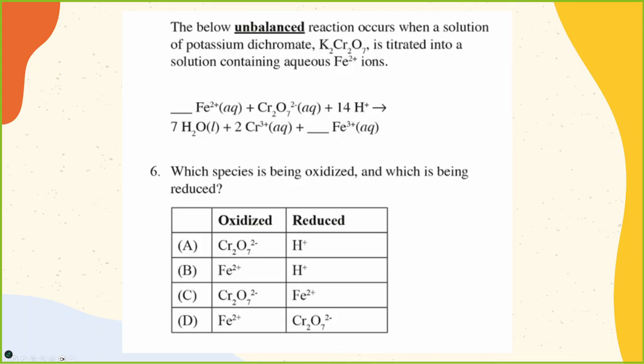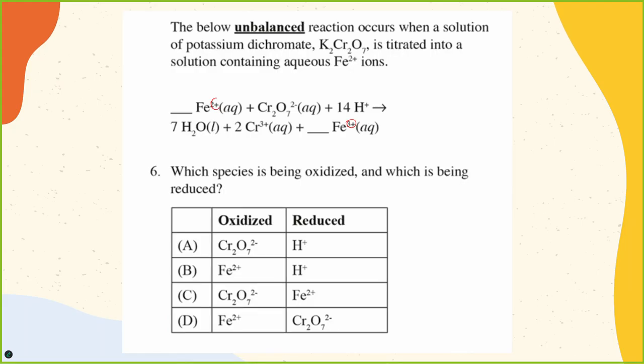Okay, so we're starting to get into some redox now, and that's going to lead to electro. The below unbalanced reaction occurs when a solution of potassium dichromate is titrated into a solution containing aqueous iron 2 ions. Which species is being oxidized and which is being reduced? Well, I can already tell right now that this is +2, this is +3. So I'm going to say that iron is being oxidized. So it's either B or D for me now.